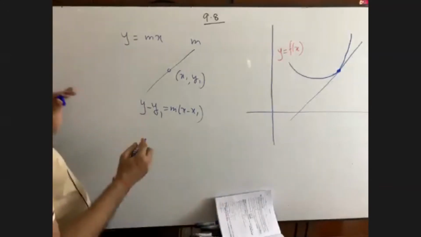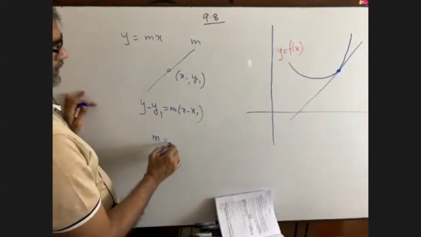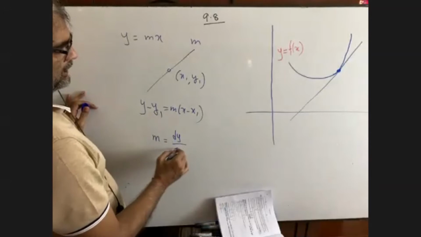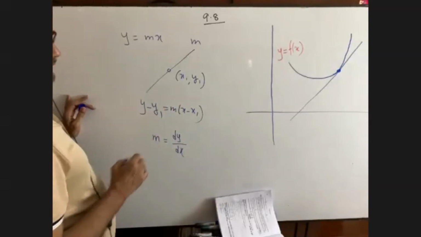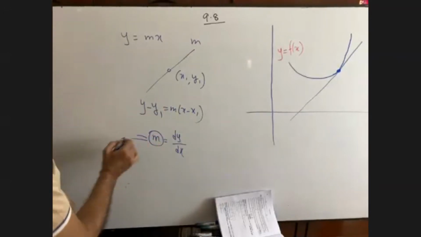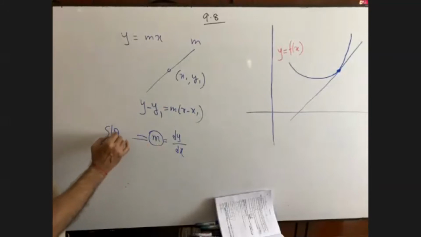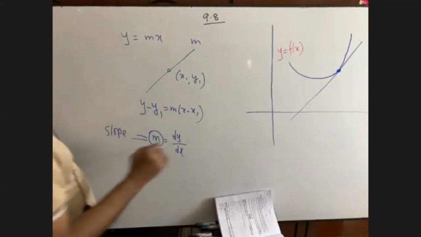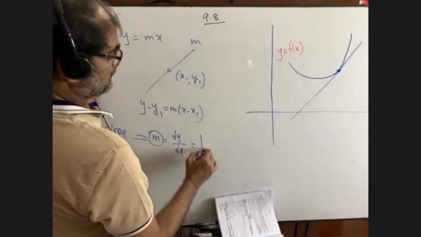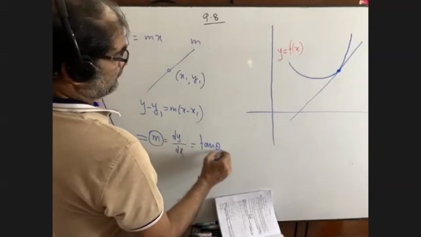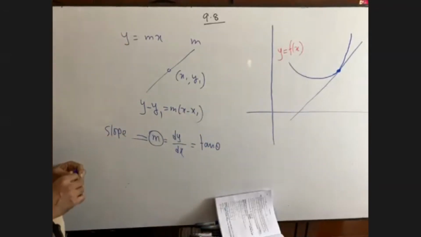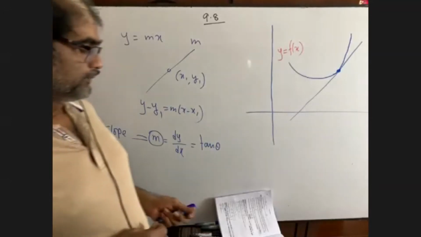What is m? m equals to what? m equals dy by dx. m is here the slope. Slope means what? dy by dx. And we can tell it is tan theta. Okay, I think you know it, right? You copy it.